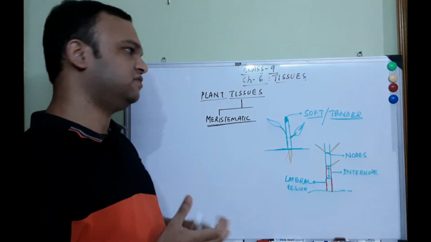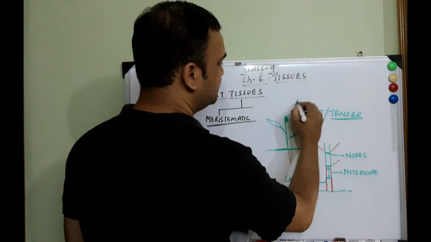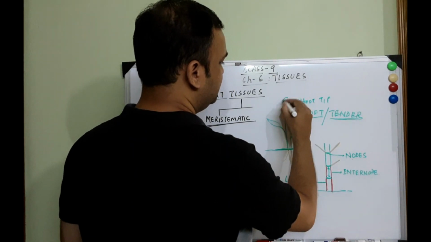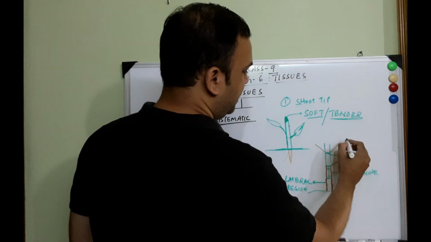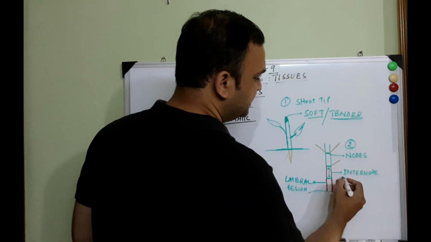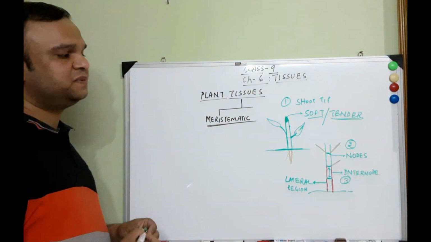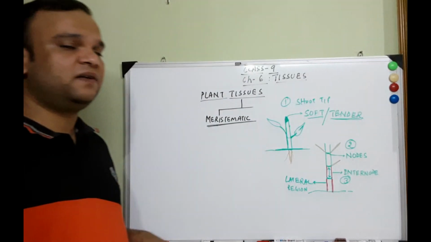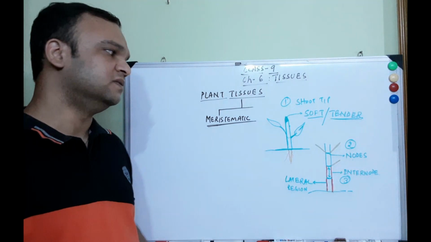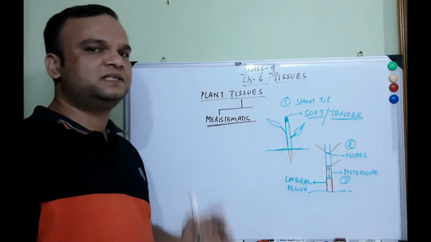Their locations, actually, we have not yet studied their types. The first zone is at the shoot tip, so let us label this as first. The second one is at the nodal region, so the second one is at the node, and the third one is at the internode, so we will label it as 3. So there are three regions where we will find the meristematic tissues, and these are the three zones. I hope this is clear to you all.